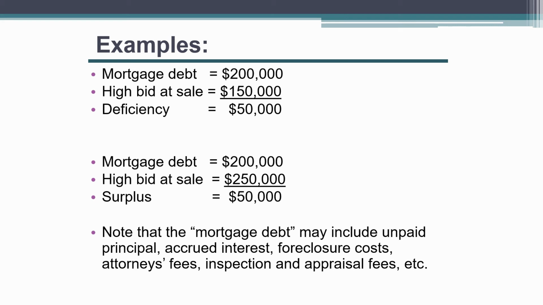Notice that when we talk about the mortgage debt, that doesn't include just the unpaid principal balance owing on the loan. It also may include accrued interest, the costs of foreclosure, attorney's fees, inspection fees, appraisal fees. Lenders are quite marvelous in thinking up additional fees that they can tack on to the amount of the mortgage debt, and they can recover all of those in the foreclosure sale.